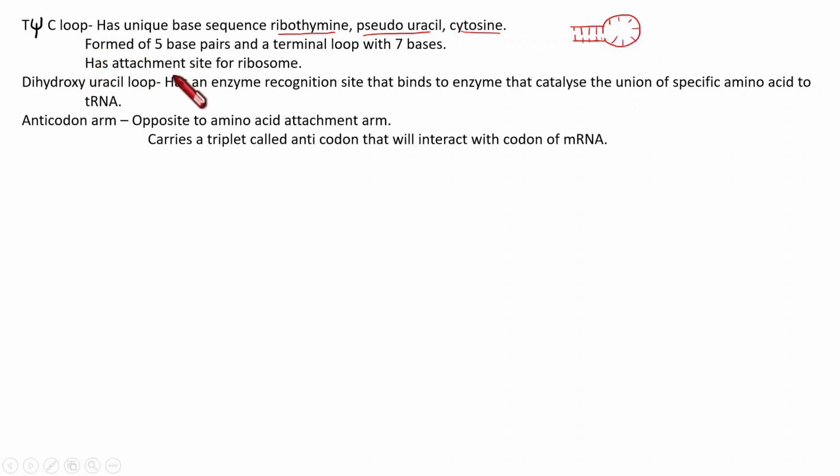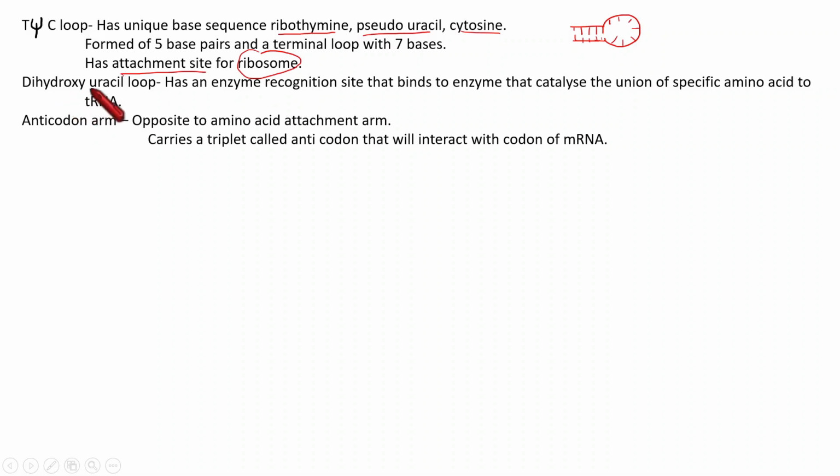And what is its significance? It has an attachment site for what? For the ribosome. We know that ribosome is doing the translation. Ribosome is the main intermediate to perform the translation. So for that, there is an attachment site in the T-C loop for ribosome.